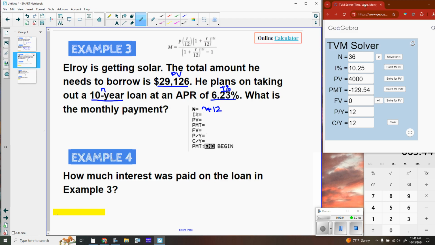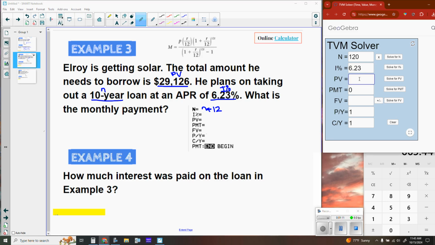So I'm going to go over to our calculator. If you're on the handheld, remember apps, enter, enter. I'm going to reset here. And if you're on the handheld calculator, you can just type over the existing information. So my big N is going to be 10 times 12. My I percent as a percentage, I do not need to convert it, 6.23.